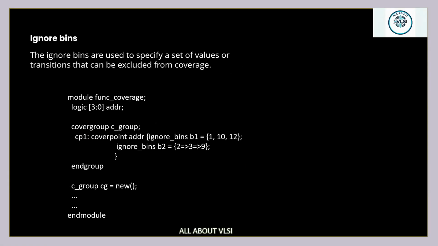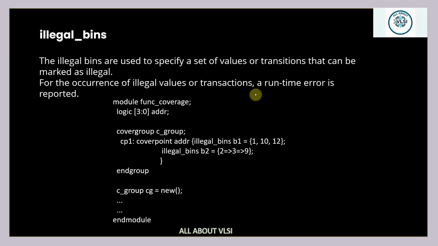And what explicit bins mean. And there is something known as ignore bins. Ignore bins are used to specify a set of values or transitions that can be excluded from the coverage. If we declare any particular bin as an ignore bin, that bin will be ignored from the coverage analysis. And there is something known as illegal bin.